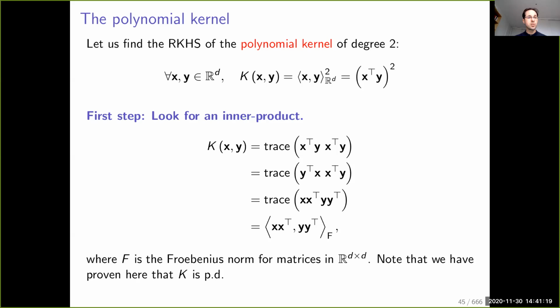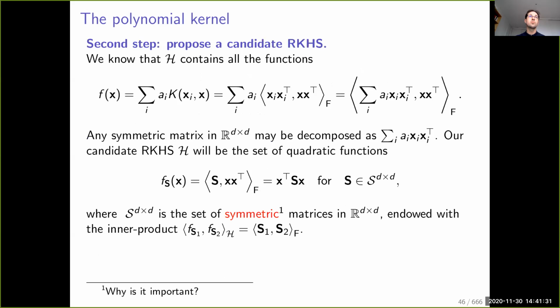So what is the second step? We have proven positive definiteness, and we have a way to write our kernel as an inner product. Okay, we are going to provide a candidate RKHS. So what is a candidate RKHS? It will be simply a Hilbert space that we believe may be the RKHS. And then we are going to prove that indeed it is the RKHS. So how do we do that?